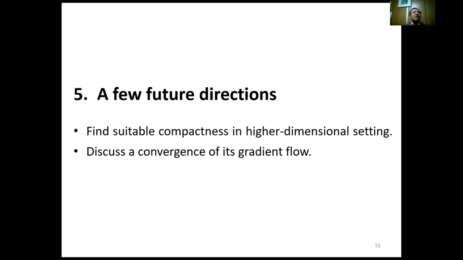We skip it. Okay, now let me explain future directions. As I mentioned before, the compactness result in the higher dimensional setting is missing. So we should find suitable compactness in the higher dimensional setting. This is the first problem. And the second problem is to discuss the convergence of its gradient flow. This may be related to this conference theme.